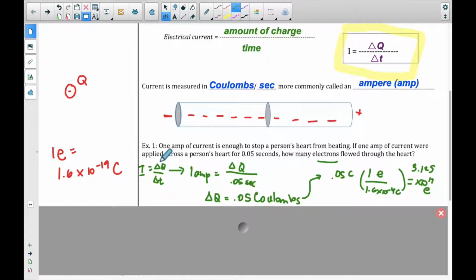And so just to review what we talked about, we've got an amp of current flowing, applying to a heart. How many electrons flowed through the heart? Well, we used our formula. We solved that for the Q, that's the charge, and the change in charge was 0.05 coulombs. Well, 0.05 coulombs, how many electrons is that? And so we multiplied that out, and we came up with 3.125 times 10 to the 17th electrons that flowed in that time of 0.05 seconds.